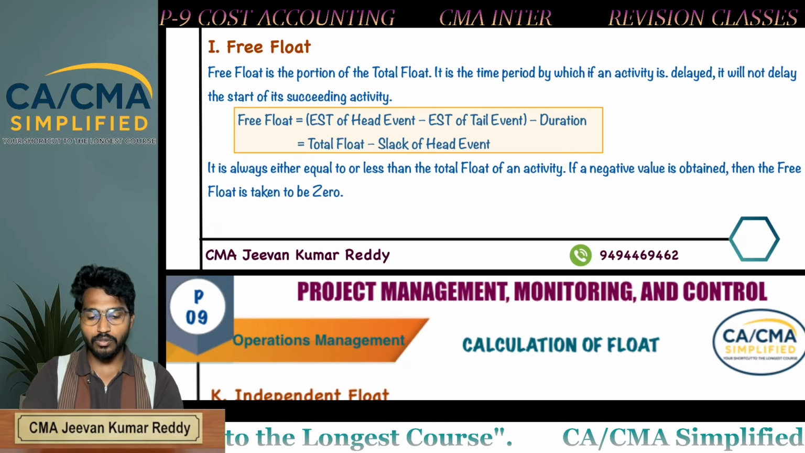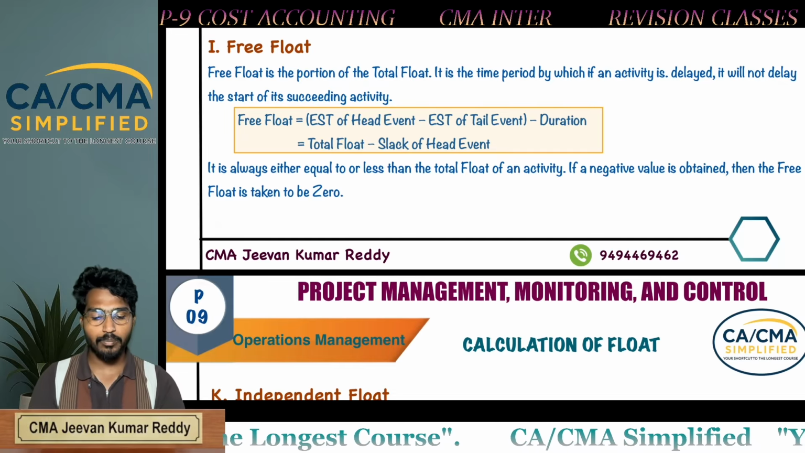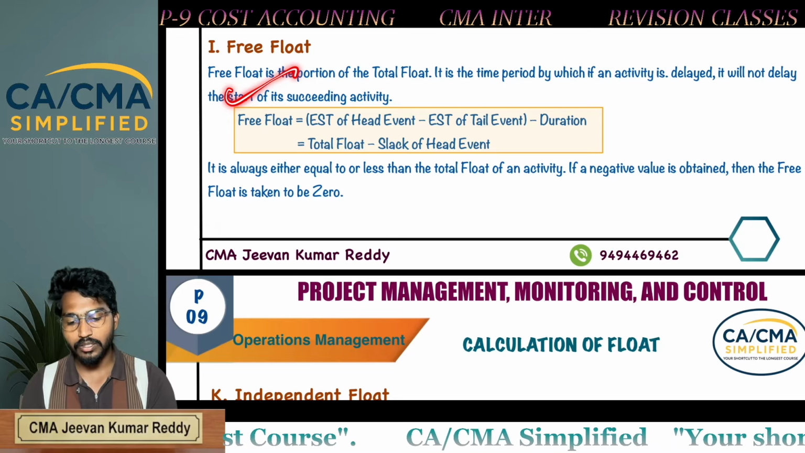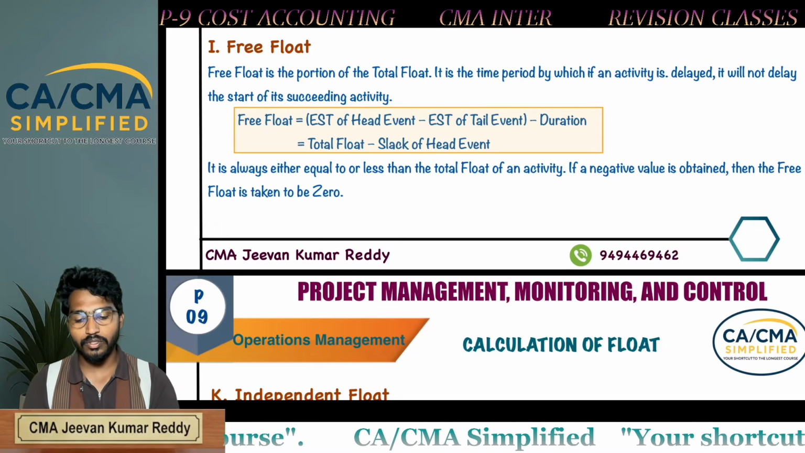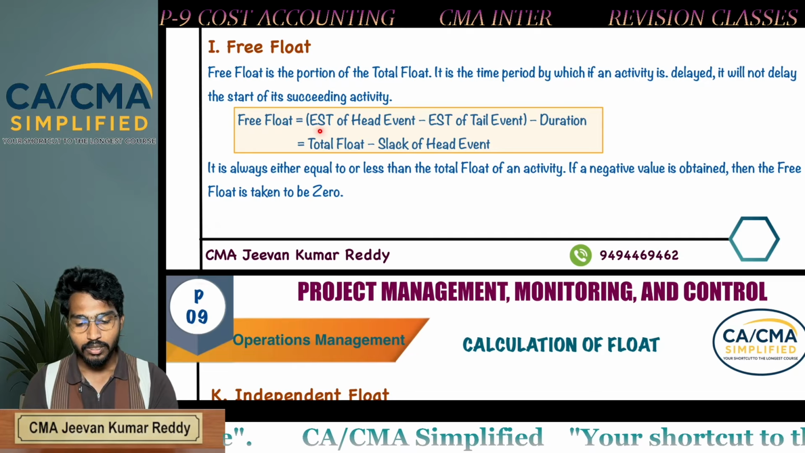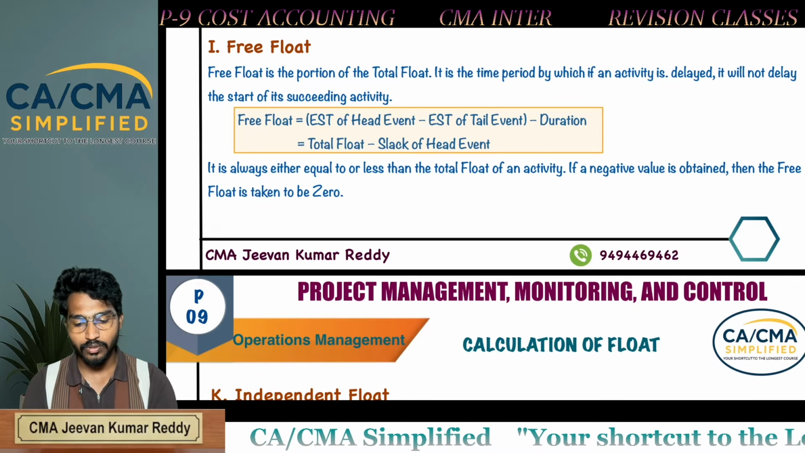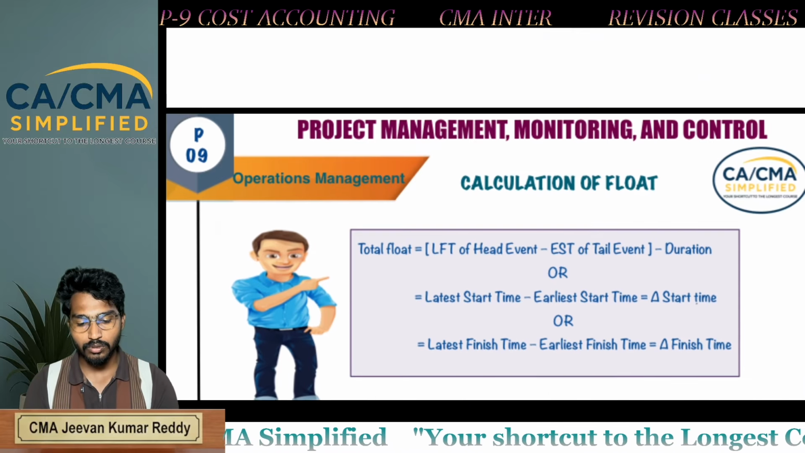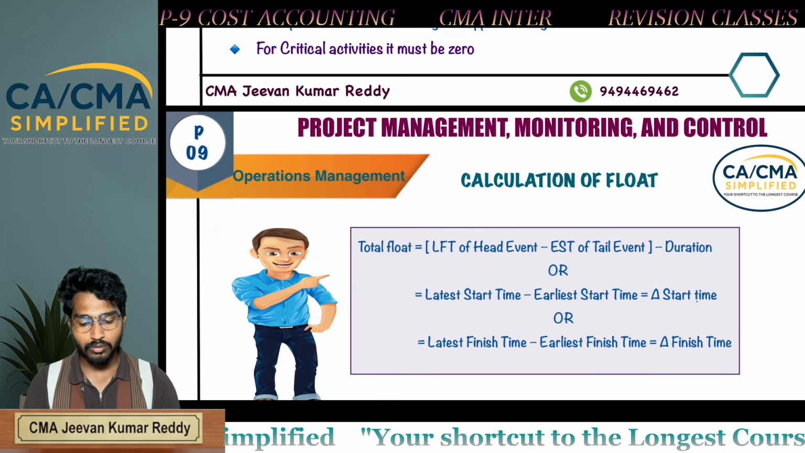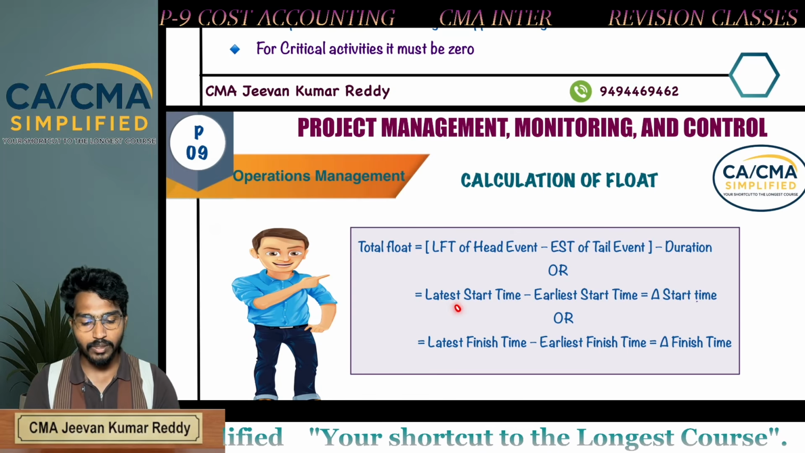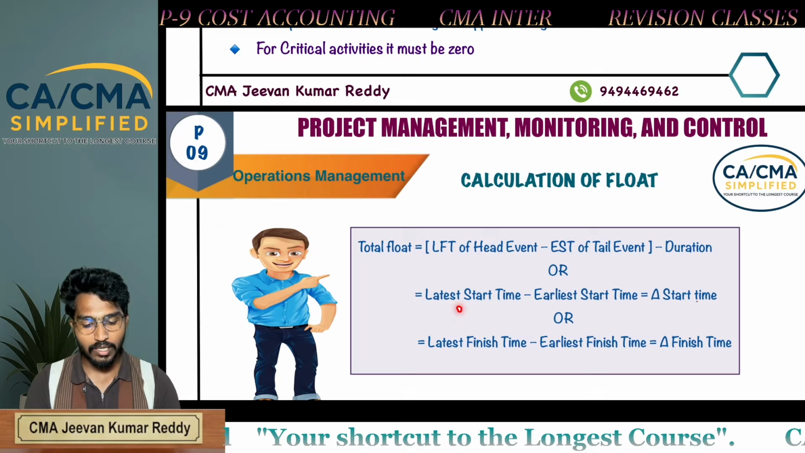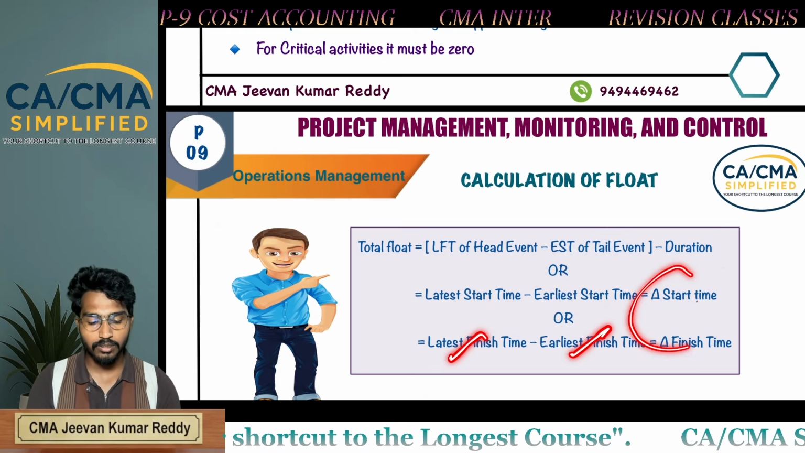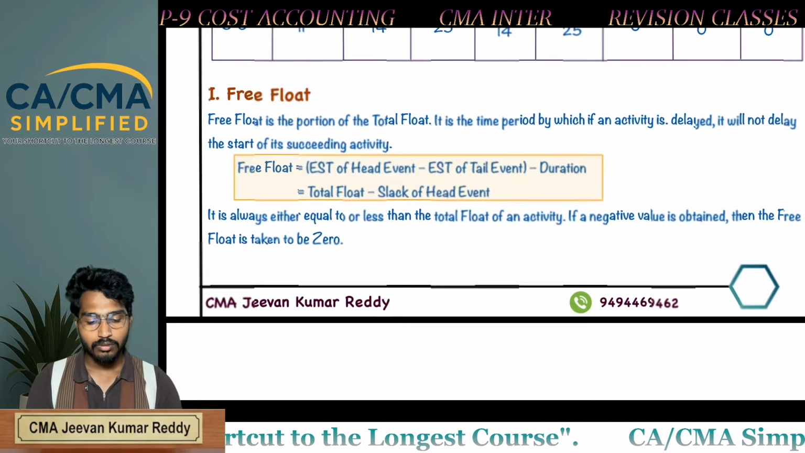Free float is a portion of total float. It is the time period by which if an activity is delayed, it will not delay the start time of its succeeding activity. Free float is equal to total float minus slack of head event. What is total float? How to calculate total float? Total float is equal to LFT minus LST minus EST, or LFT minus EFT. You will get the total float.